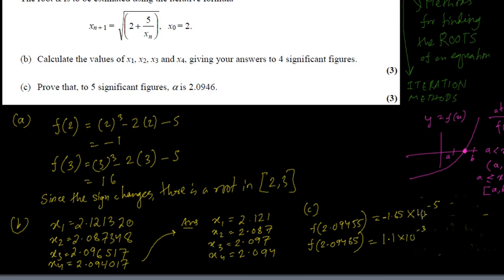Now remember, if the power of 10 is minus 5, it means just divided by 10 to the power 5. The power of 10 itself does not really change the sign here. The main thing is this. So this is negative, this is positive. So we can write, since the sign changes, prove that to 5 significant figures alpha is this. So since the sign changes, you can say alpha is 2.0946. That's it.